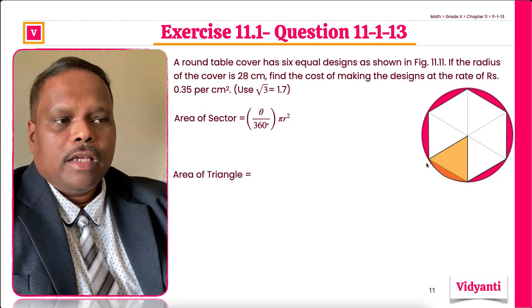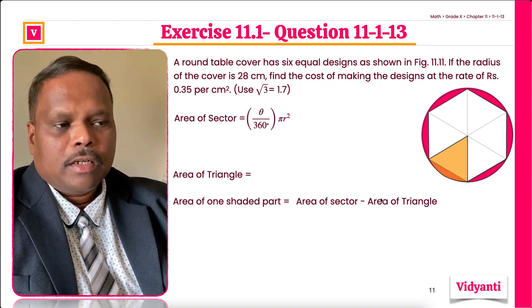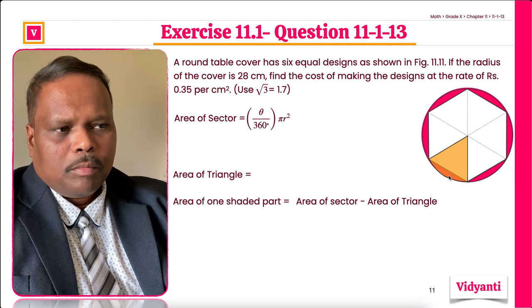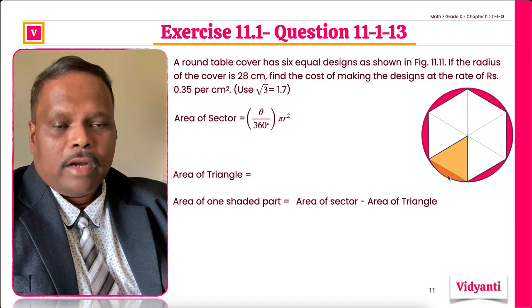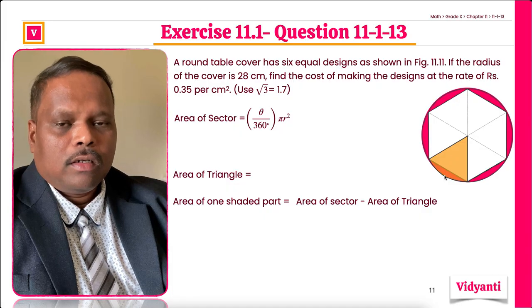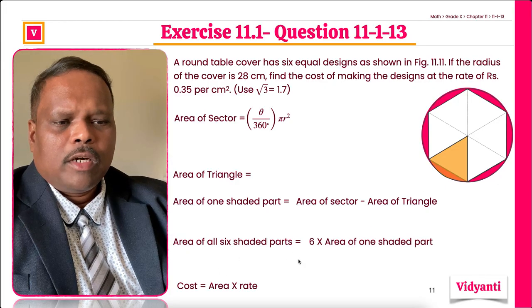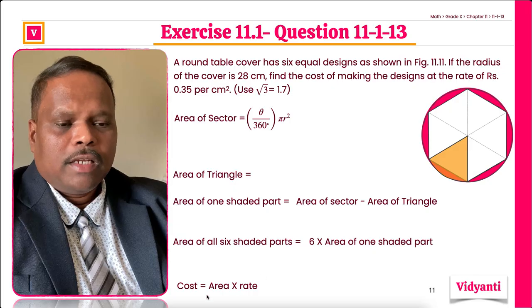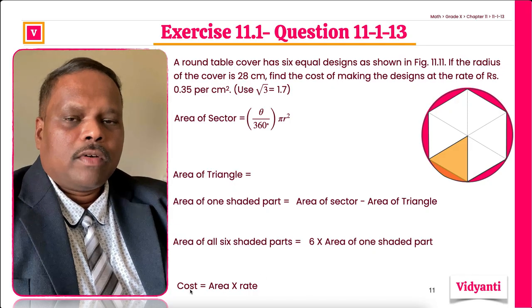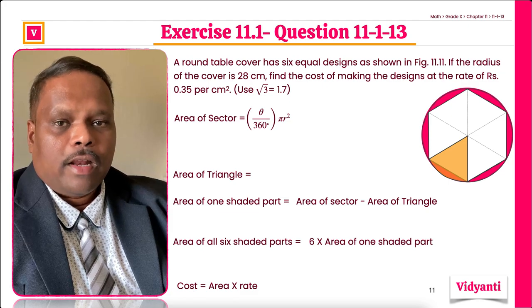Then we'll calculate the area of this triangle. We'll subtract the area of the triangle from the area of the sector. That should give us this pink shaded area, which is actually behind this yellow shaded area right now. So once we get one particular part of the design, because there are 6 parts, we'll multiply that by 6 times, and then we'll multiply eventually by the rate of the design. That will give us the cost. So this is our process, this is our strategy to find out the final answer.